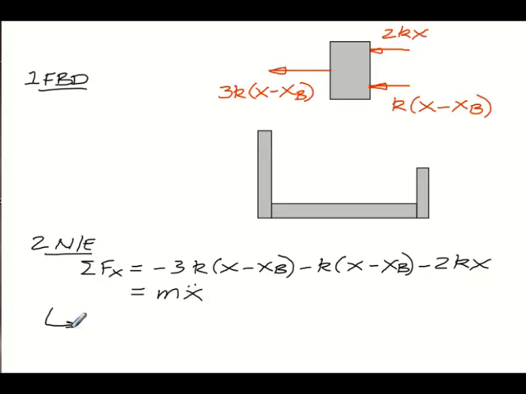So if we rearrange our terms, bring all the X's on the left side, it's got M X double dot. For the X's, we got 3, 4, 6. So it's going to be 6KX. And all that's left on the right-hand side is going to be a 3KXB plus a KXB, so that's a 4KXB.